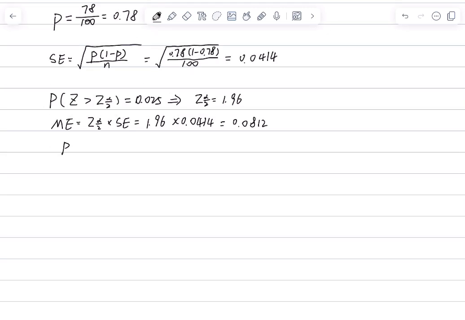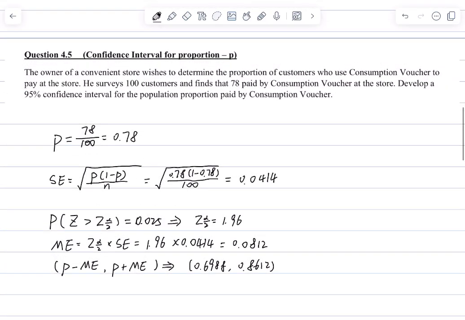And then we can construct the confidence interval. The lower bound is P minus ME, and the upper bound is P plus ME. We can calculate that the confidence interval is between 0.6988 and 0.8612. And this is the 95% confidence interval for the population proportion paid by consumption voucher.